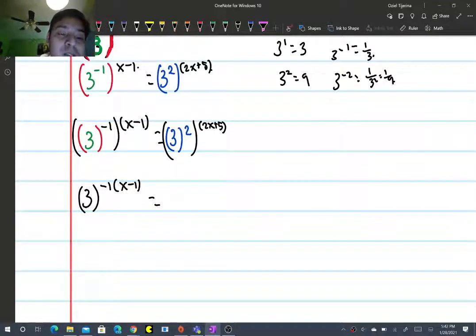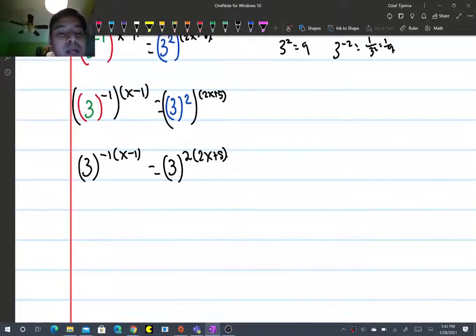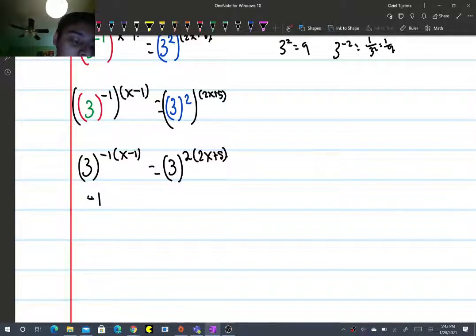Just put it as what you have for 3 squared. So you're going to say 3, and then you're going to put it in parentheses, and then you're going to put 2 times, and since there's a parentheses here, you are multiplying 2x plus 5, okay? Now notice that we have our base is the same. We're going to go ahead and say negative 1, so it's basically negative the quantity x minus 1. If it helps you, you can put negative 1 is equal to 2 times 2x plus 5, okay?